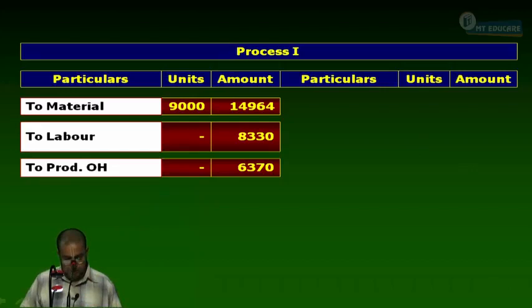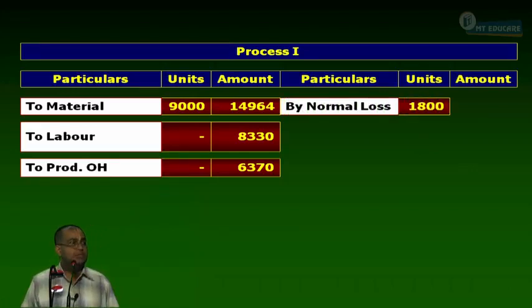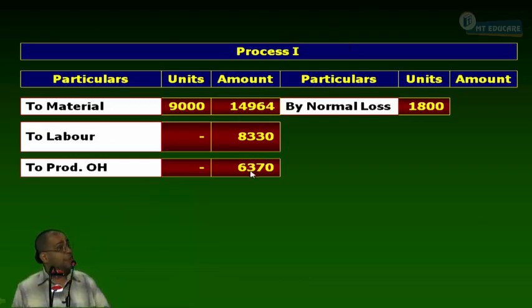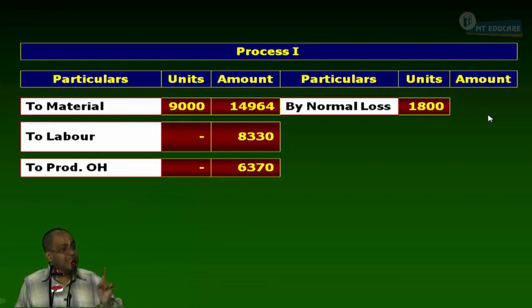All these costs are spent to process 9,000 kilos or not? What happened to the 9,000 kilos? Some kilos came as good and transferred to process 2, and some kilos were lost. In which I expect to lose how many percent? 20%. Normal loss is 20% of 9,000 kilos. How many kilos here? 1,800. This 1,800 should be given a share of cost or should not be given? Should not be given. That means what I will write here is not the share of cost. I write scrap income.